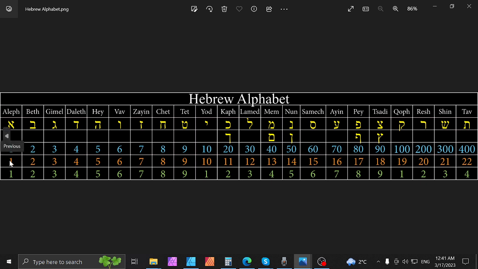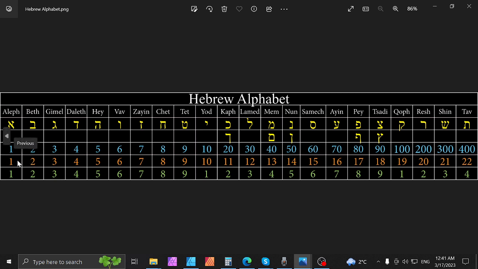And then you have the ordinal system, which is the orange colored numbers here. And that just begins with 1 and goes up 1, 2, 3, 4, 5 and so on. It's the placement orders of the letters.